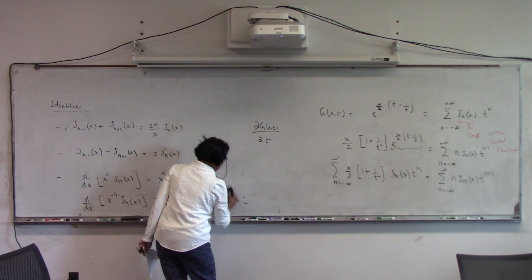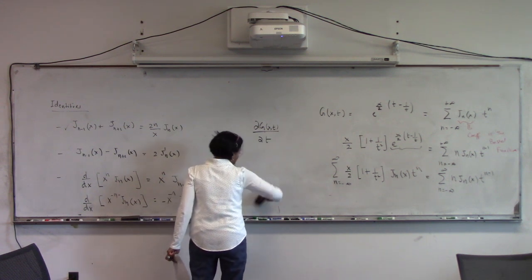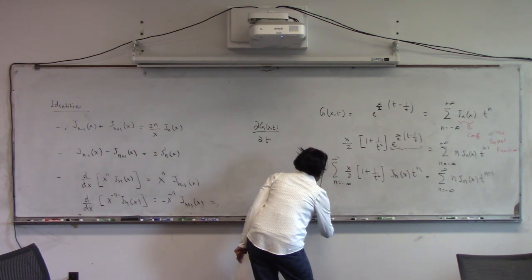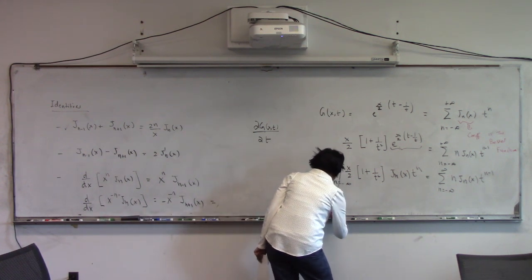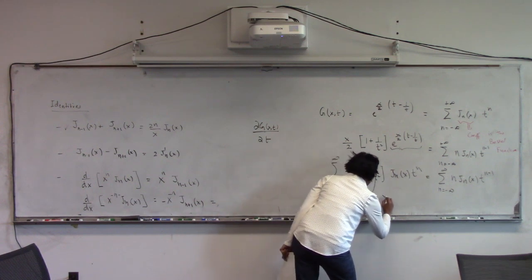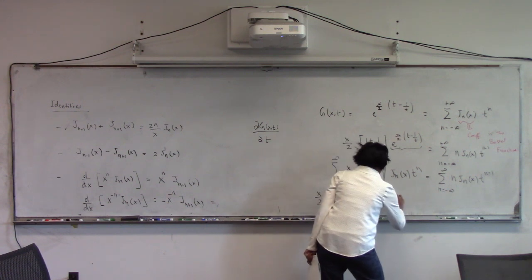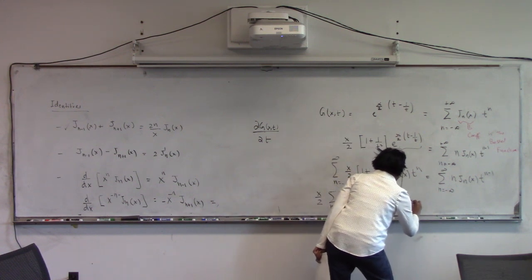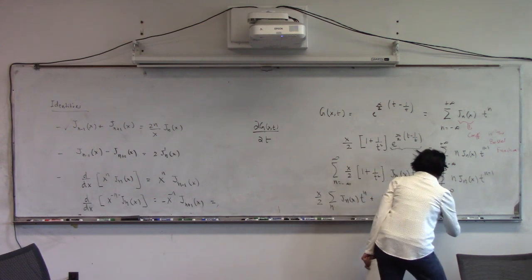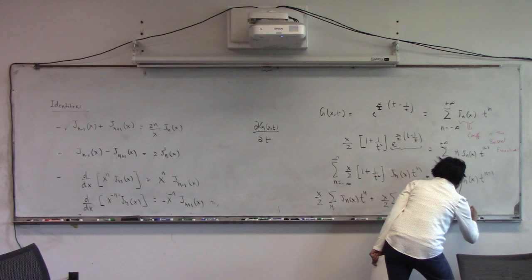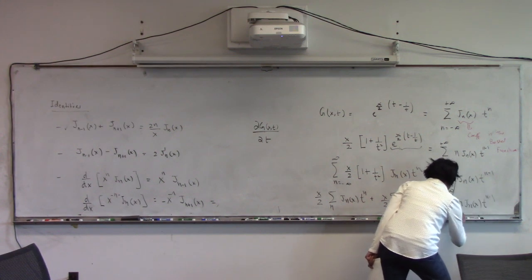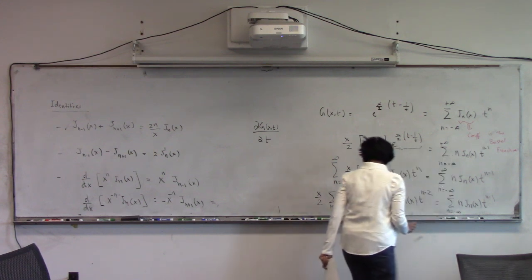I'll do that later. Alright, so we have the usual stuff, x over 2, summation J_n(x) t to the power n, plus x over 2, summation J_n(x) t to the power n minus 2, summed over n, is nothing but summation n J_n(x) t to the power n minus 1, going from minus infinity to plus infinity.